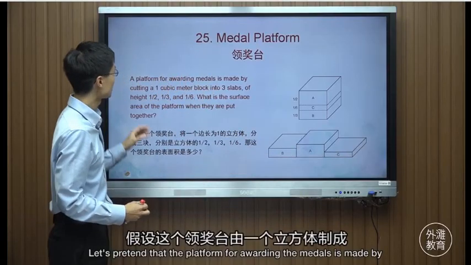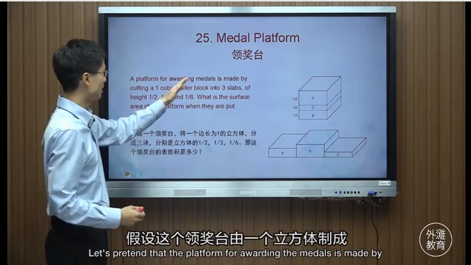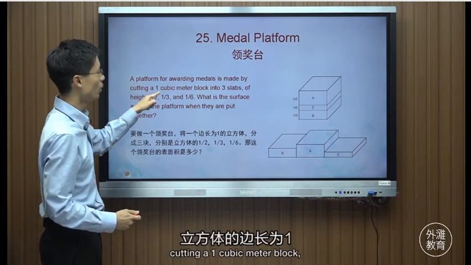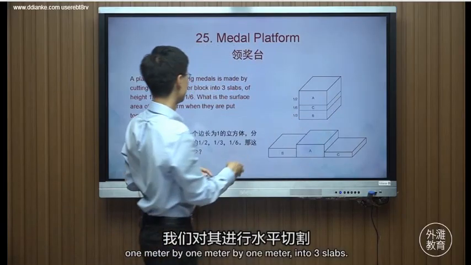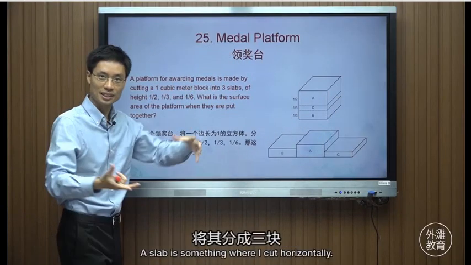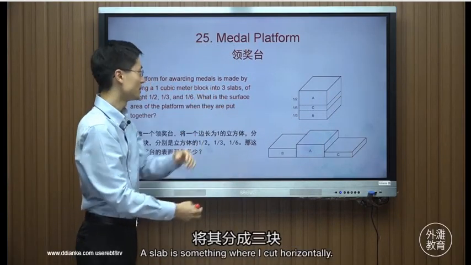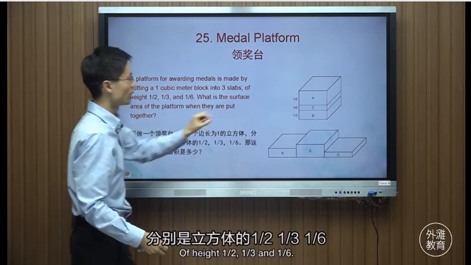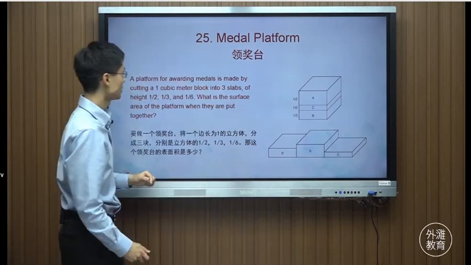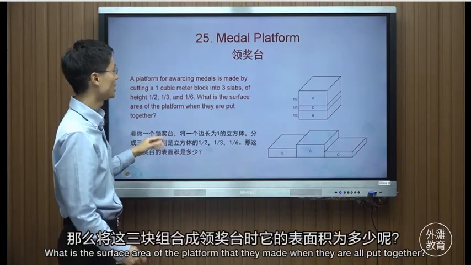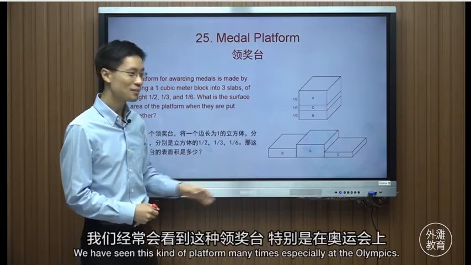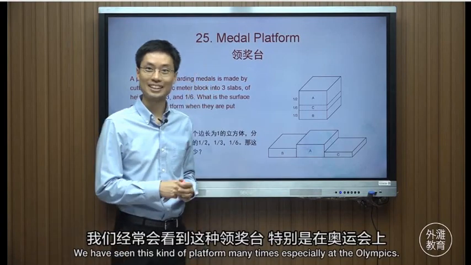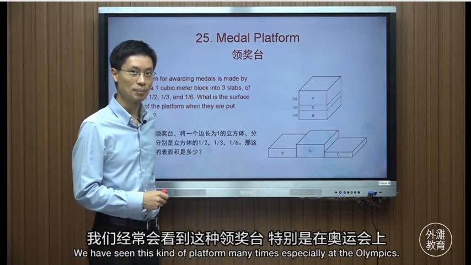Let's pretend that the platform for awarding the medals is made by cutting a 1 cubic meter block, 1 meter by 1 meter by 1 meter, into 3 slabs. A slab is something where I cut horizontally, of height 1/2, 1/3, and 1/6. What is the surface area of the platform that they make when they're all put together? We have seen these kinds of platforms many times, especially at the Olympics.